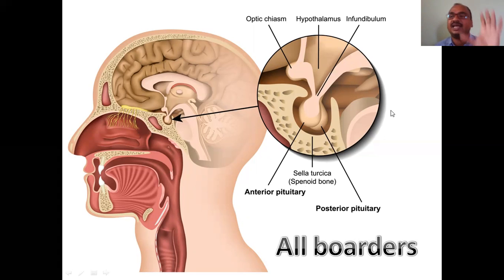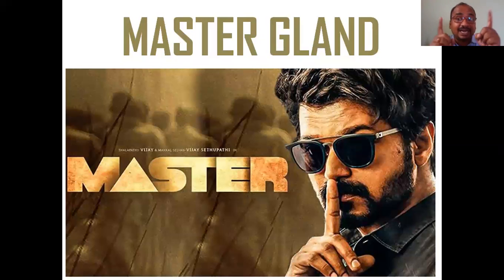So these are just like India's borders. You have to keep all these things in your memory: junction parts and borders, east, west, south, north, top, bottom. What is there? Pituitary gland. The other name is the master gland because it controls all the remaining endocrine glands. Very important point. That's why you have to call it the master gland.